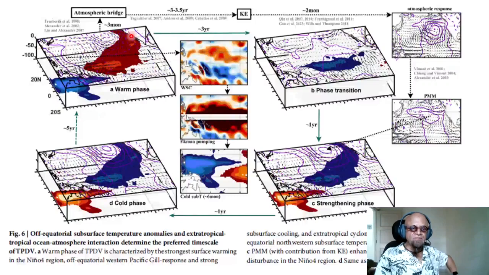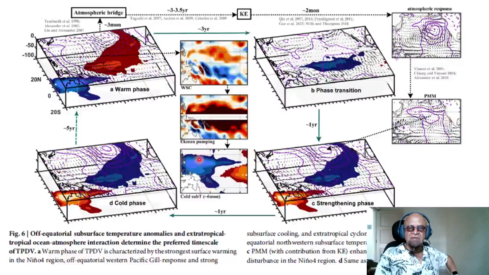and model experiments. So here is the atmospheric bridge working at 3 to 3.5 years, and by 2 months the wind stress curl response has produced the teleconnection, the SST, and off-equatorial SST produces equatorial wind response, which has got a fast response to winds, and you can see the corresponding wind stress curls and the phase transition happening at 2 months, and then the phase transition happens and then it induces an atmospheric response to that. So that looks like the Pacific meridional mode. So this takes about a year. So the phase is strengthened, transition happens, Pacific meridional mode kicks in, and that strengthens the phase, the transition phase.